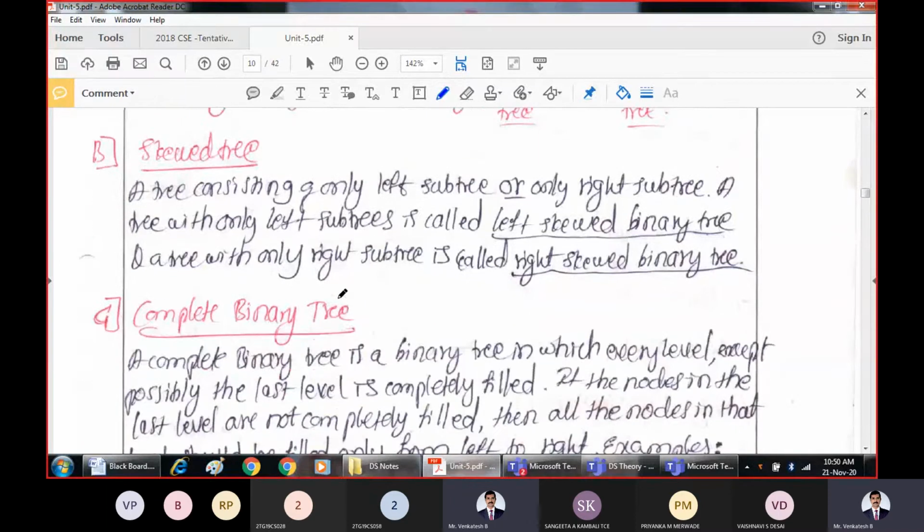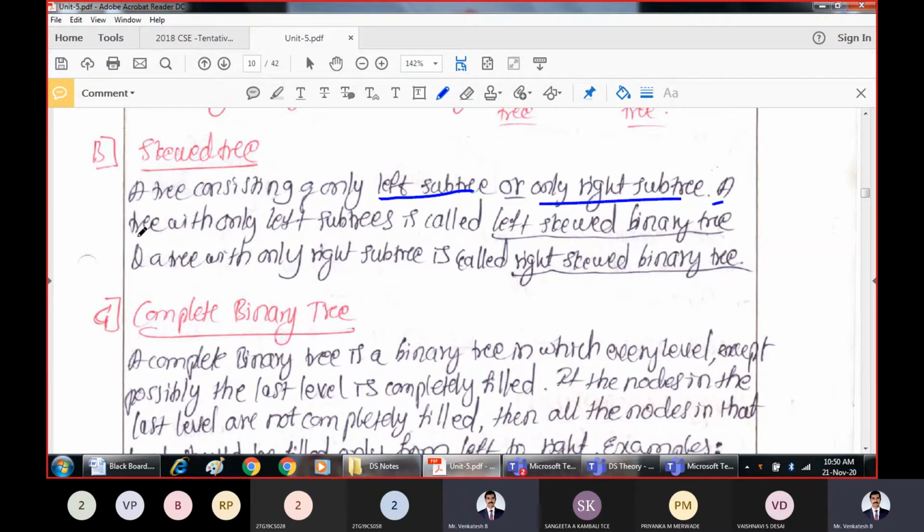Let us see the next type, that is skewed tree. So what is a skewed tree? A tree consisting of only either a left subtree or only a right subtree is called a skewed binary tree. You can also call it a slant binary tree, or oriented towards any one side. So that is called a skewed binary tree.